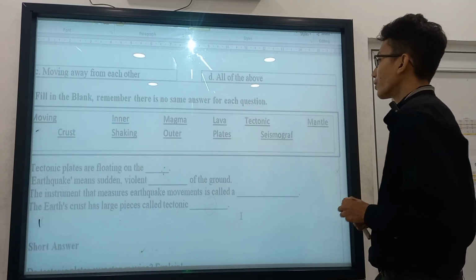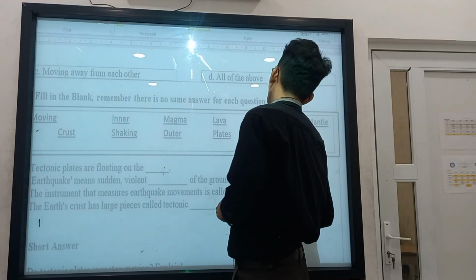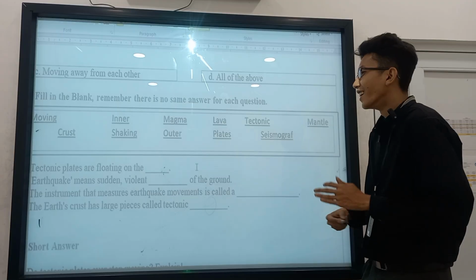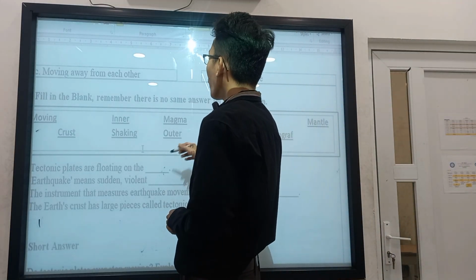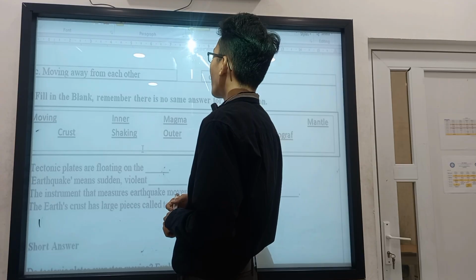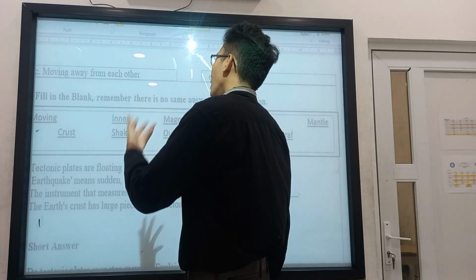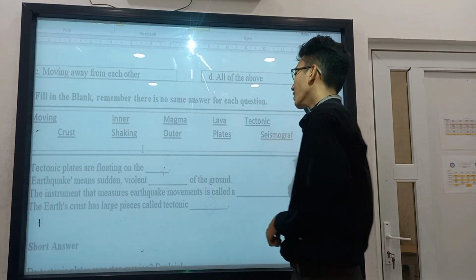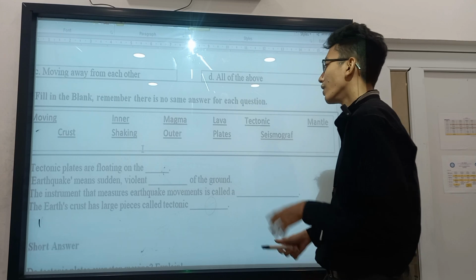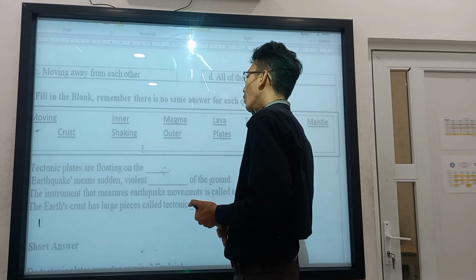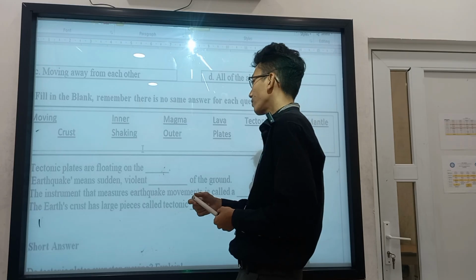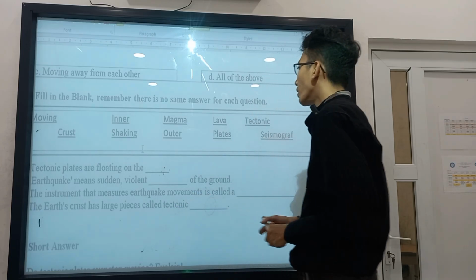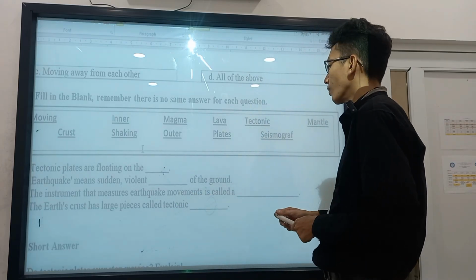Part B. Sometimes, sir, I like to make the trick from them. Some kind of trick. Sometimes I will also make all of the other options wrong, incorrect. I see. So they are more careful with the mistakes. Tectonic plates are floating on the mantle.